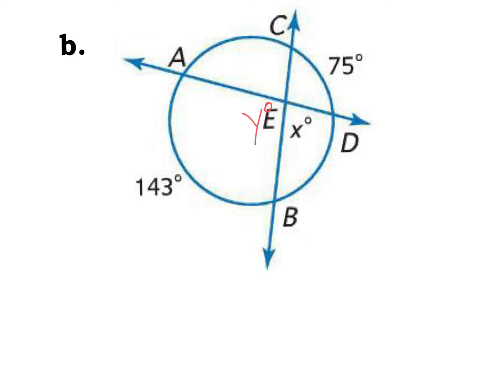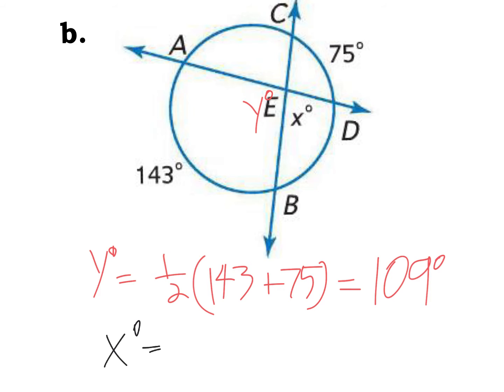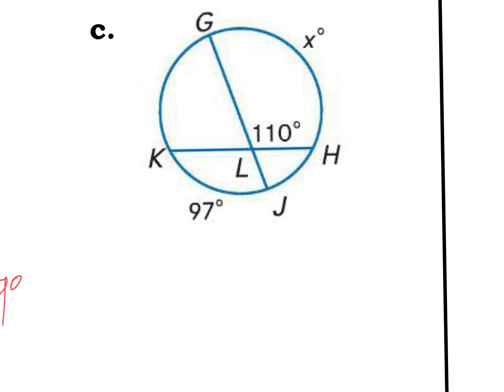And so I can figure out angle Y pretty easy here. I just need to add together 143 and 75 and divide it by 2. And so adding 143 plus 75 is going to give me 218 degrees. Cut that in half and you'll have 109 degrees. So to figure out X, we simply just need to do 180 minus 109, which is going to give me 71 degrees. On example C here, we're going to work backwards.